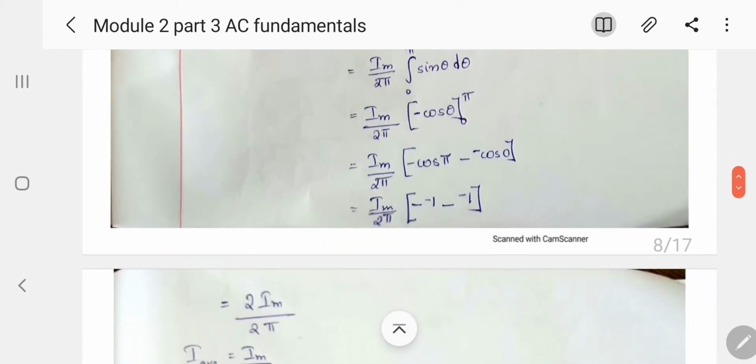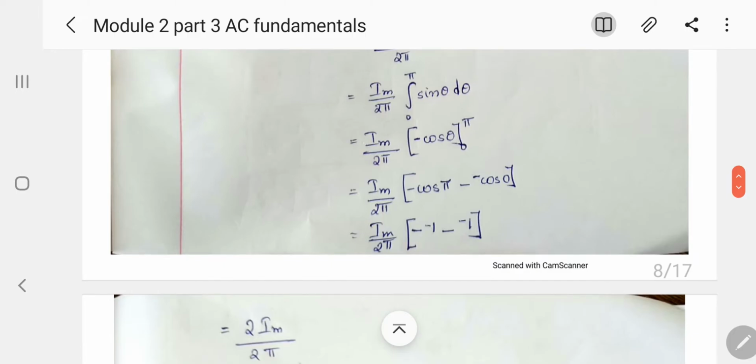Now integrating this one, you will be getting sin theta. When we are integrating, we will be getting minus cos theta in the interval 0 to pi. Now when we are giving the limits, you will be getting the answer as Im by 2 pi into the limits: minus cos pi minus minus cos 0.